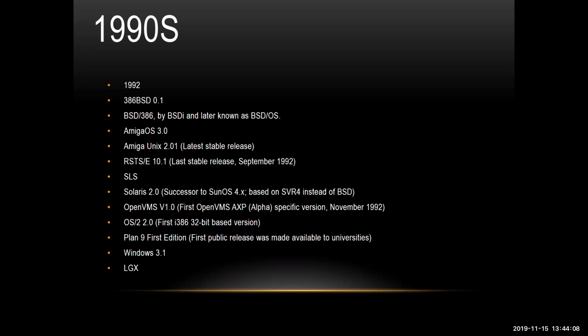We also had the OS/2 2.0, and then the Plan 9 first edition. And we also had Windows 3.1 during 1992. And then LGX, Yggdrasil Linux, GNU/Linux, or GNUX, that's why it's called LGX.